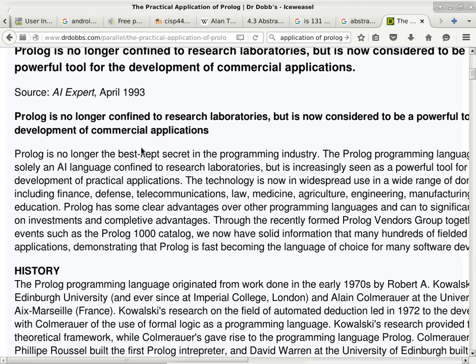An AI expert. Let's see, 93. I got my degree in '94, so it's about the same time. Prolog is an interesting programming language. It is, in many ways, a competitor of Lisp. Have you guys heard of Lisp? L-I-S-P. It stands for list processing. These were both AI, or artificial intelligence, programming languages. They're really great for reasoning. You can see predicate calculus can be used in reasoning. Lisp is good at list or symbolic processing.